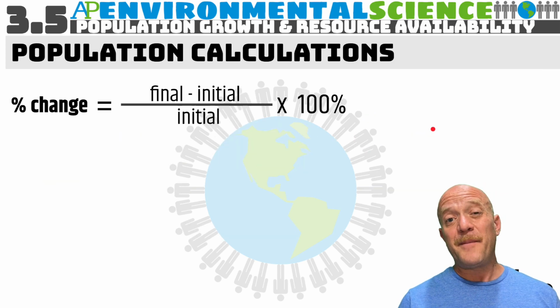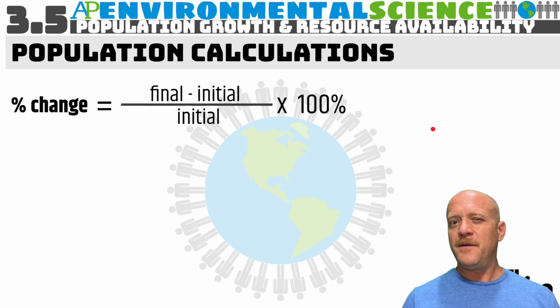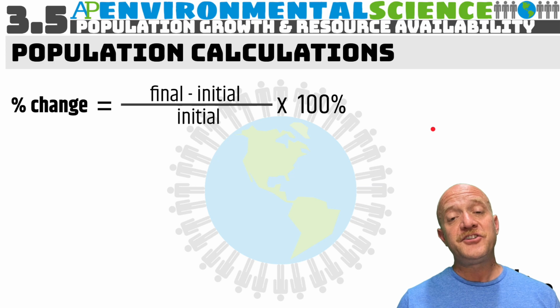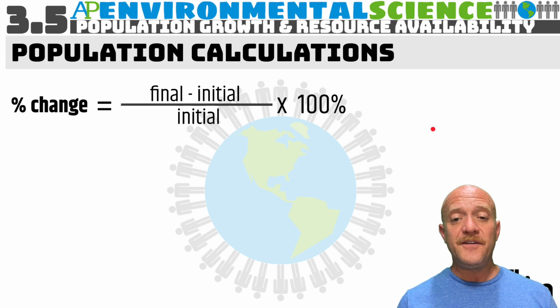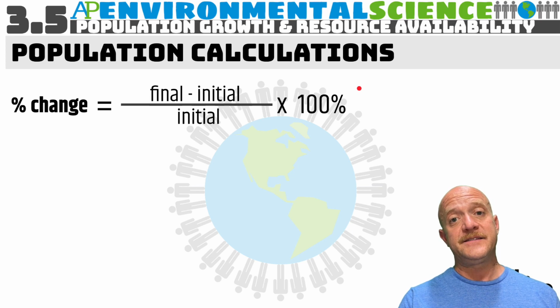So I'm going to go through some population calculations. Whenever we're doing a percent change, it is always, and this you have to commit to memory, it's always final minus initial over initial times 100%. And you have to show this every single time. You even have to write this times 100, or you will not receive credit for free response questions.